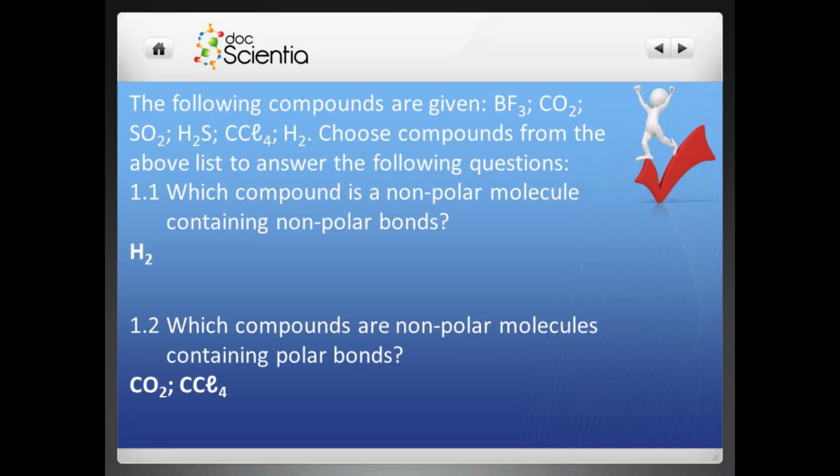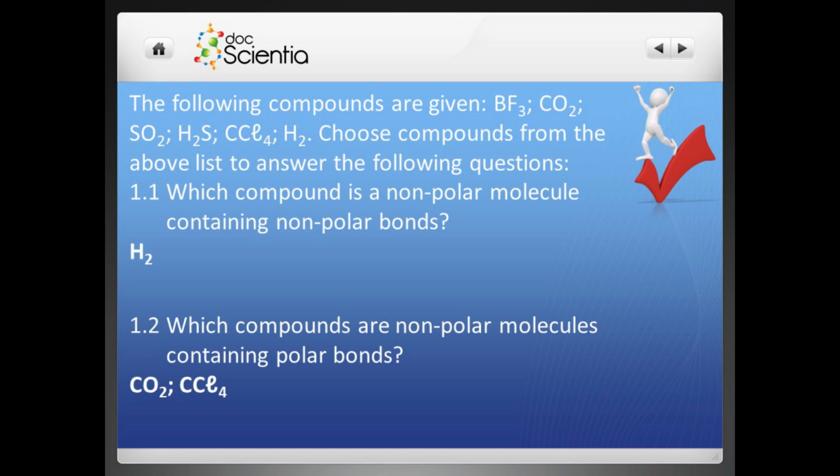So remember at the end of the previous one, we said we're going to start by marking the homework. So get out your answers to exercise 3 and let's go through it. It says the following compounds are given: BF3, CO2, SO2, H2S, CCl4, and H2. Choose compounds from the above list to answer the following questions. Which compound is nonpolar and has nonpolar bonds? That would be hydrogen.